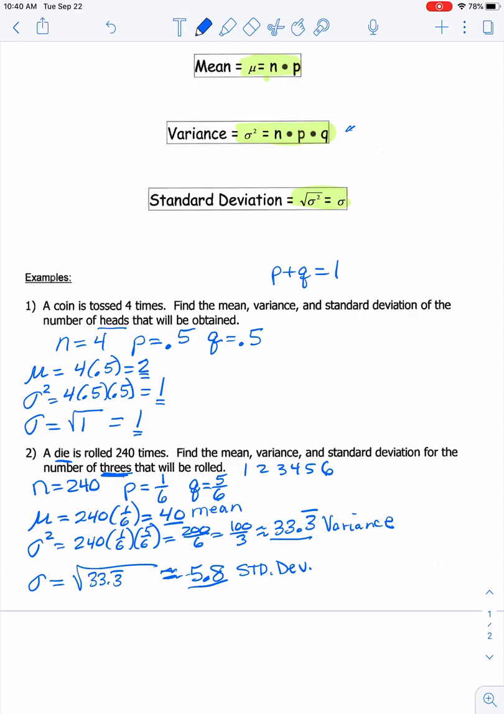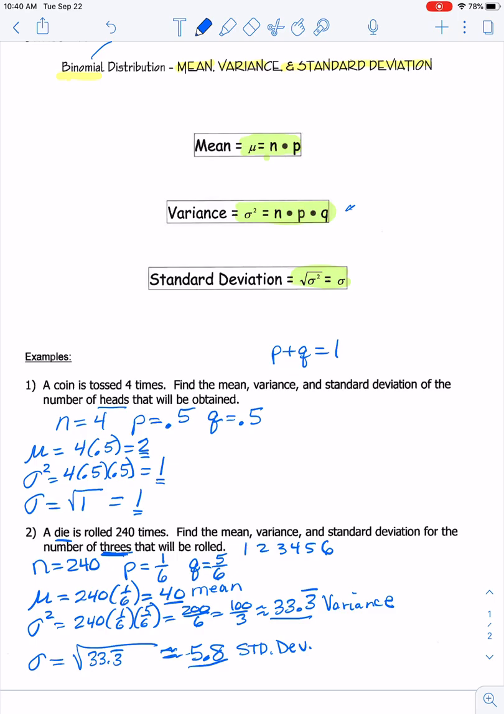All right, so 3 nice little formulas, and you may absolutely add this information here on your formula sheet in case you need it at some point.